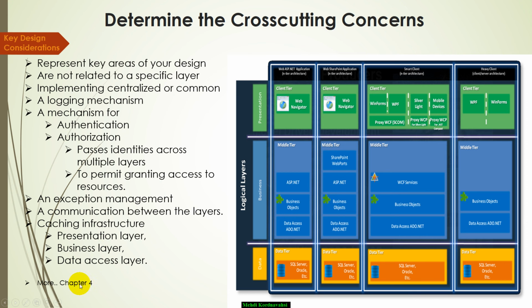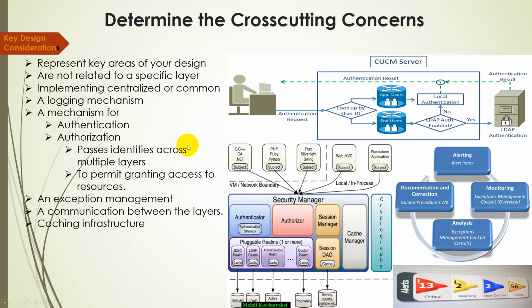We will discuss more in chapter 4 about the cross-cutting concerns, but as I mentioned, authorization, authentication, and error handling are very important key design concerns, as cross-cutting concerns. As you see in the picture, when the authentication request is issued, the result will be propagated into the other layers like application users or end users, to decide whether it is right to access another resource for these users or not.